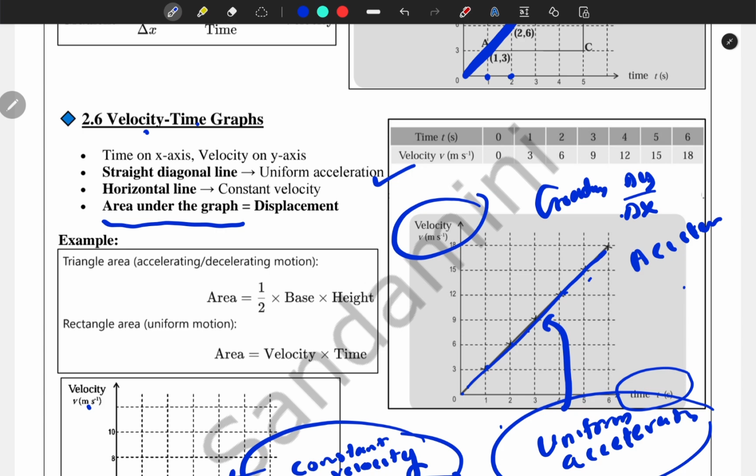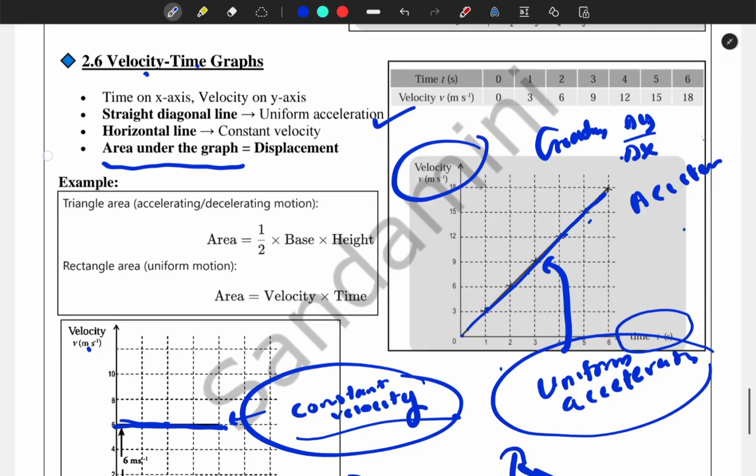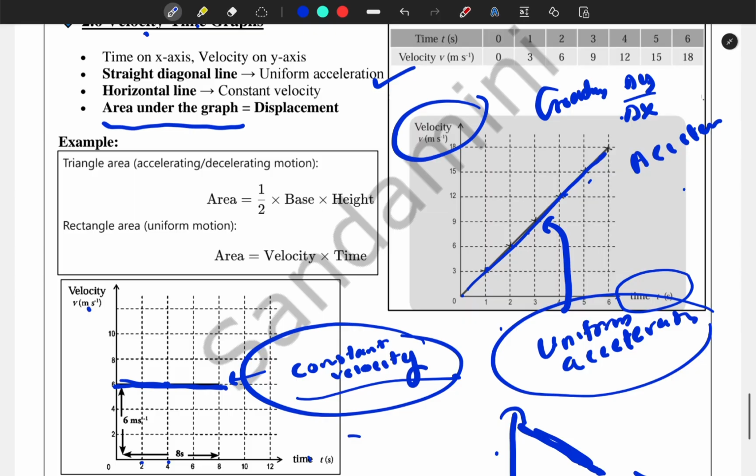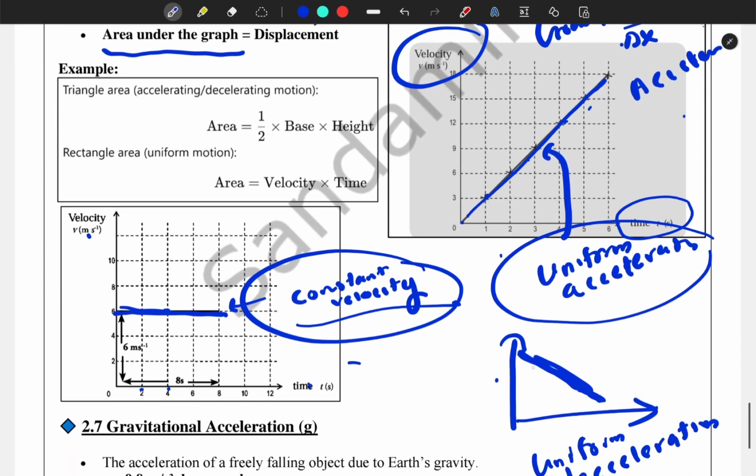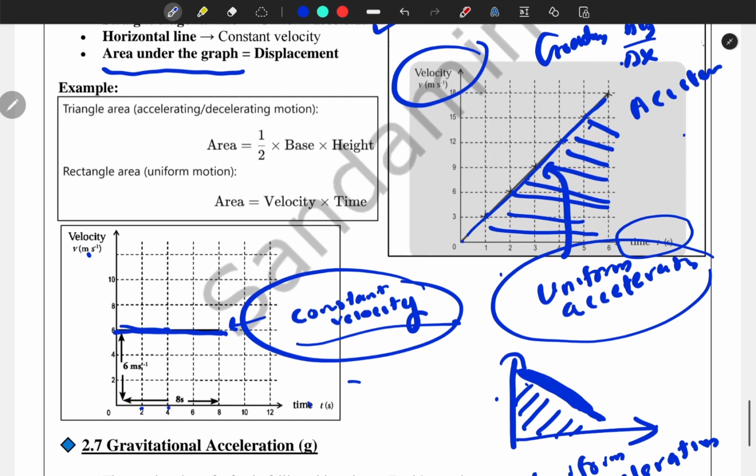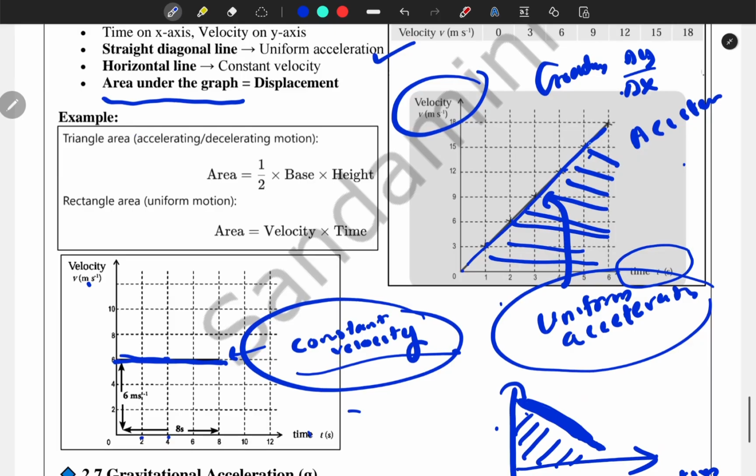Okay, so another special thing coming here, compared to the displacement time graph, is the area under the graph. Okay, area under the graph. What does that really mean? Usually the acceleration and deceleration are shown with this kind of triangle area, right? Which kind of shape is this area? A triangle, right? So if you want to calculate the area of this graph, it is basically a triangle. That's why it is telling us triangle area.